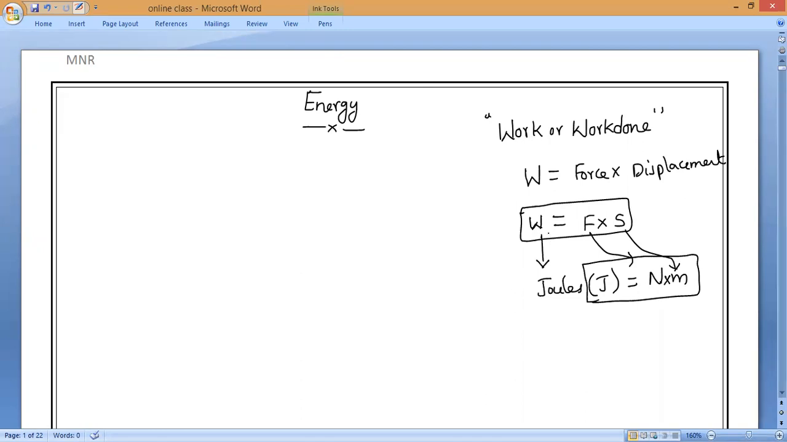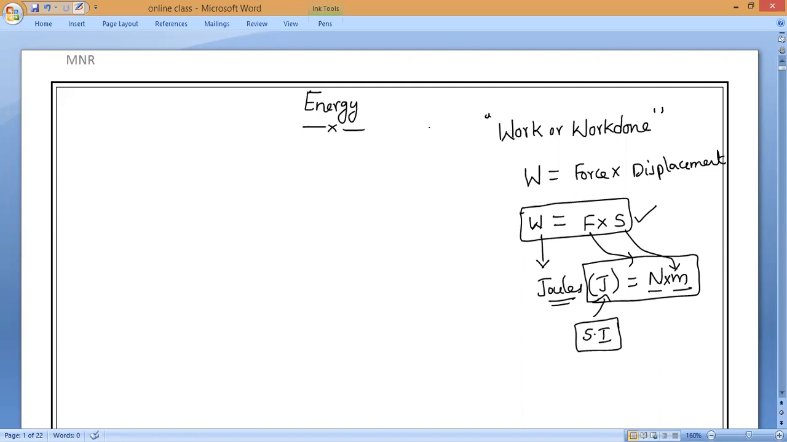What is work and what is the unit of work done? This is the SI unit. So what is the SI unit of work done, Mr. Johan? The SI unit of work done is joules. And joule is equal to Newton into meter. And the work done formula is equal to force into displacement.